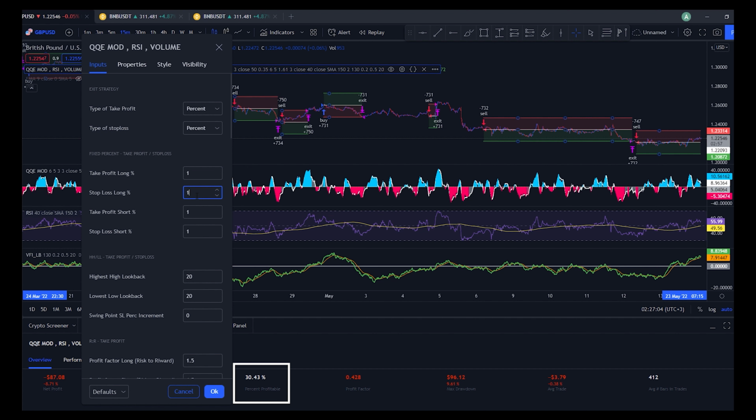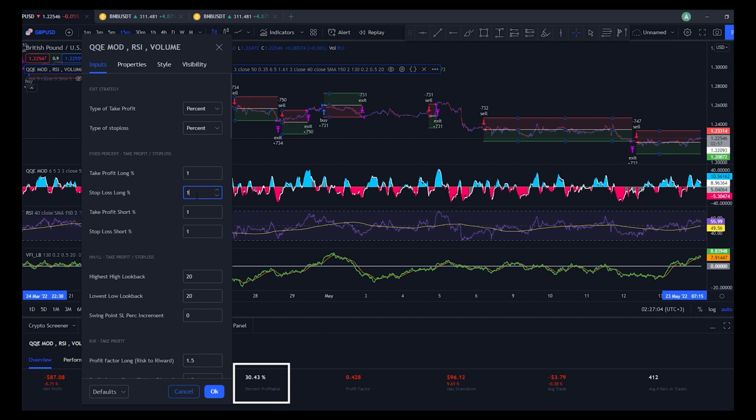Our stop loss must be under the recent lower low, and the risk to reward ratio will be 1.5. And let's see what happened to our trade. As we can see, it hit the target.